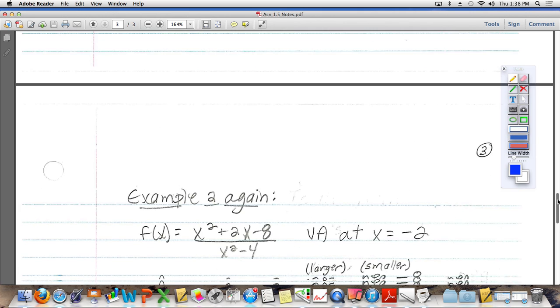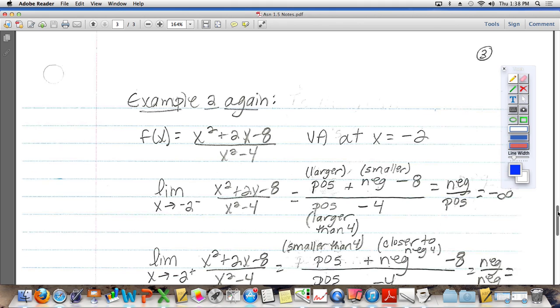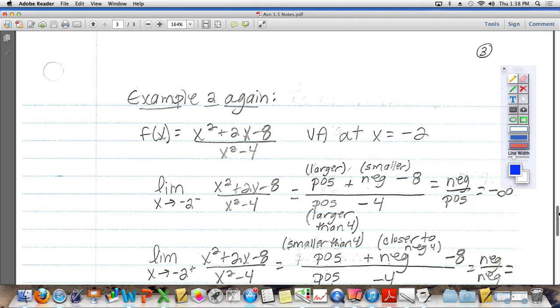Example 2 again, and you didn't write this down again, so I want you to write it down quickly. f of x is x squared plus 2x minus 8 over x squared minus 4. And we'll put a little note here to remind yourself that there was only one asymptote, and that asymptote was when x was equal to -2.